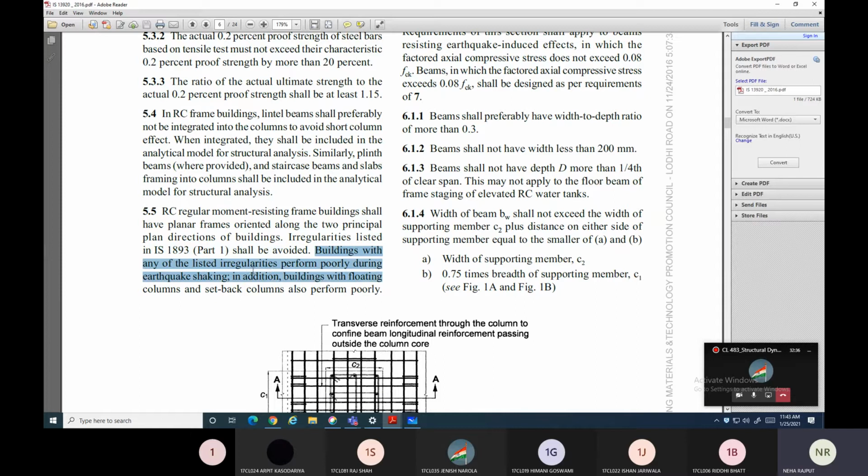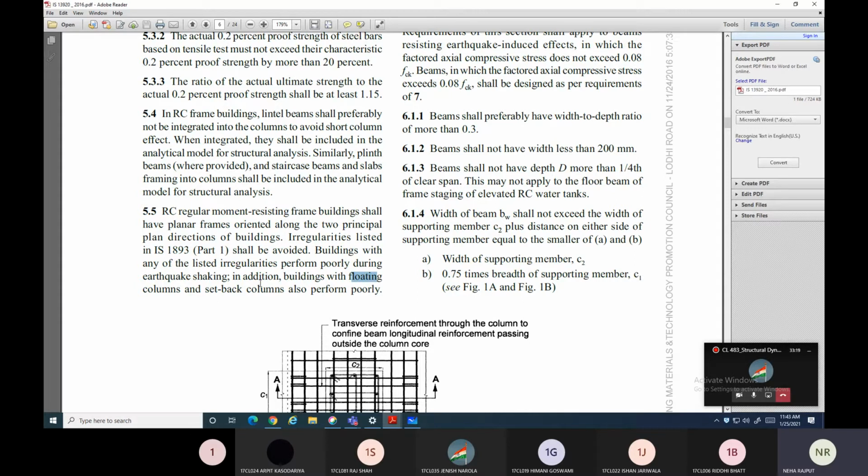Then buildings with any of the listed irregularity perform poorly during earthquake shaking. In addition, buildings with floating columns and setback columns also perform poorly. These two terms also you will see in Bhargav sir's lecture, what is a floating column. A floating column is a column which is not constructed from the footing. An additional column is provided in any of the floors which does not have a footing throughout the height or at the ground surface. The column which does not originate from the ground footing is known as a floating column.